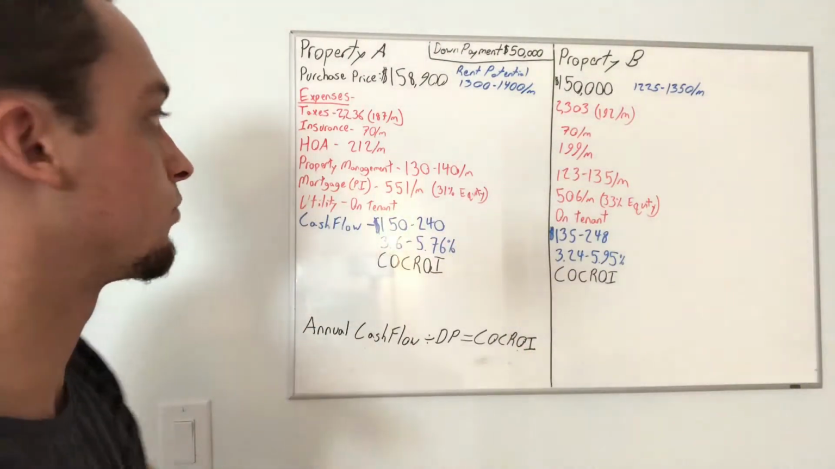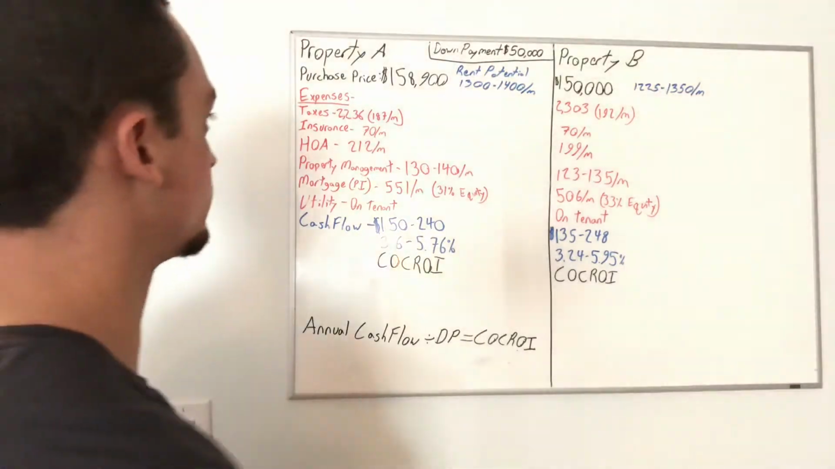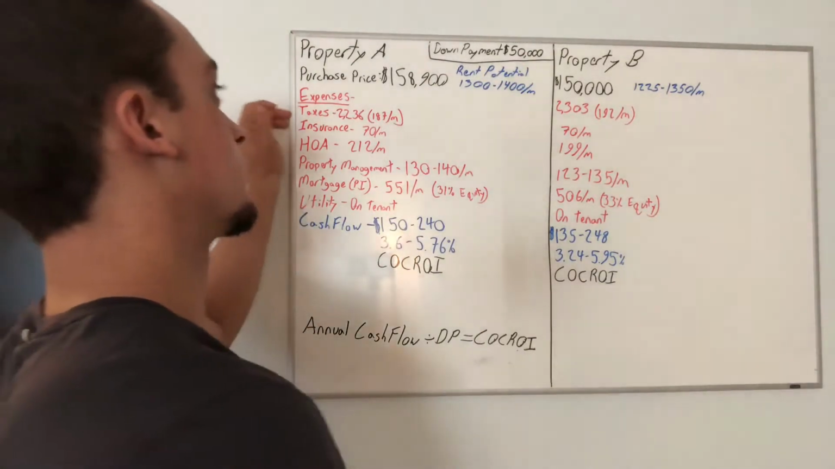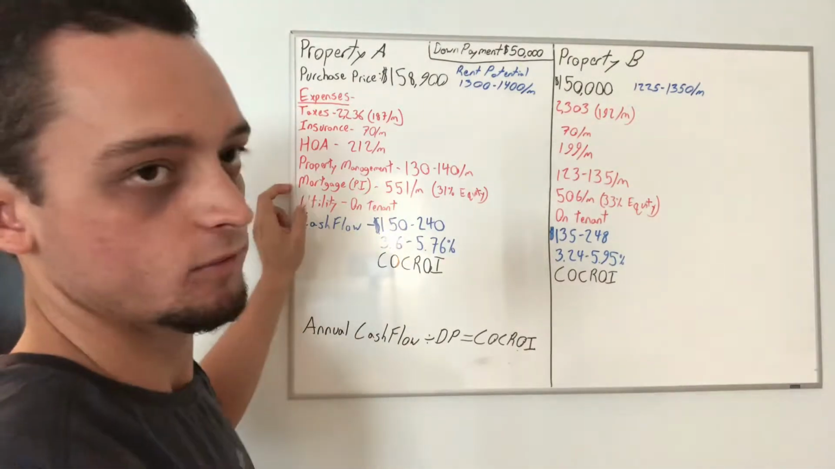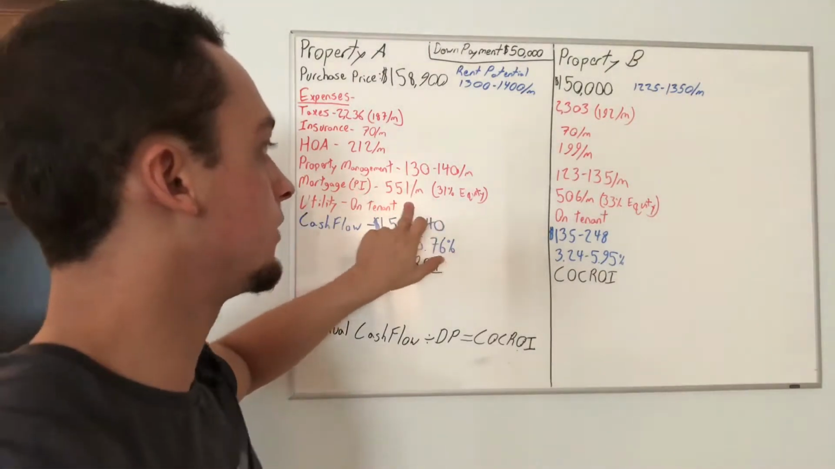Mortgage, your principal and interest, okay? Because we already calculated the insurance, we already calculated the taxes. Principal and interest, this is off a 30-year mortgage. I got $551 a month.